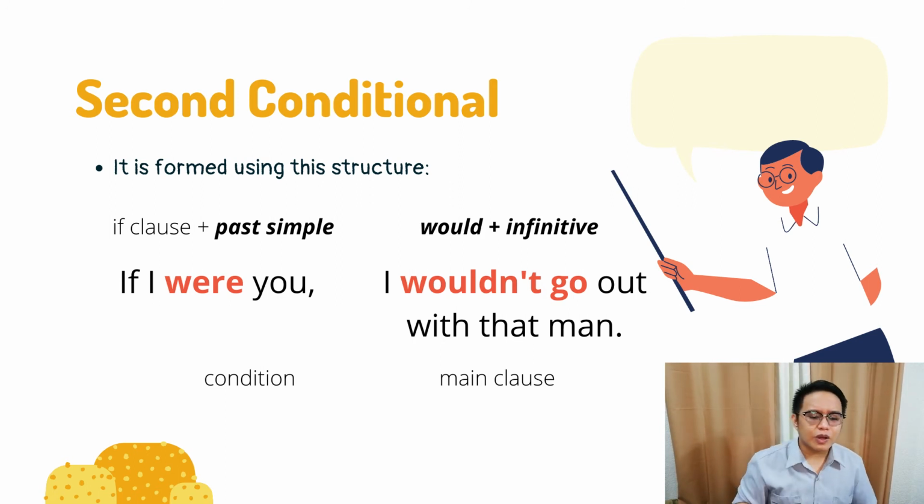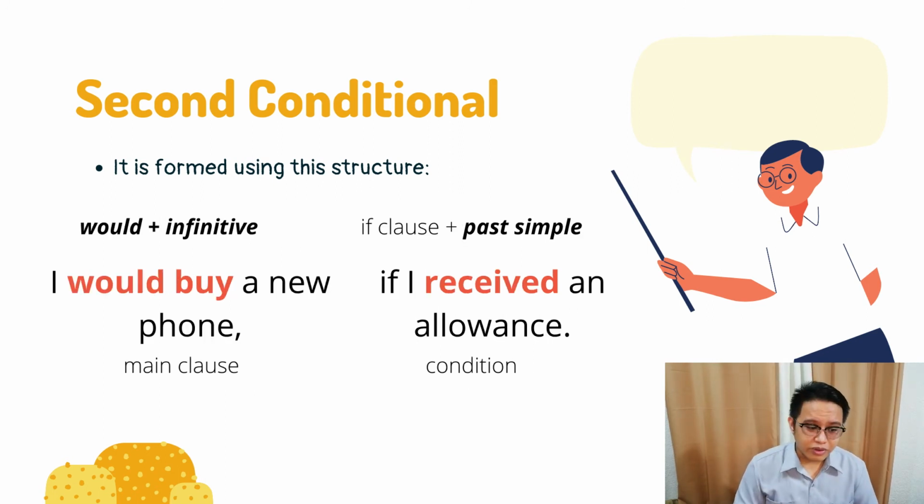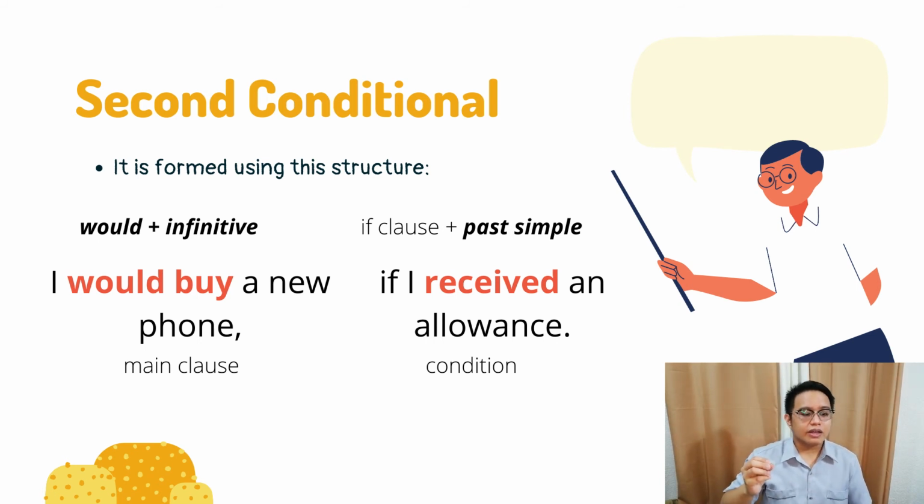Lastly, we go to another example for the second conditional. Okay? I would buy a new phone. Sorry. Let's just read. I would buy a new phone if I received an allowance.